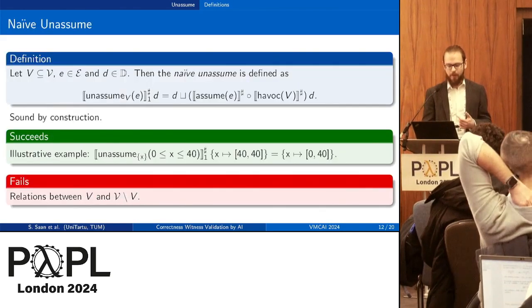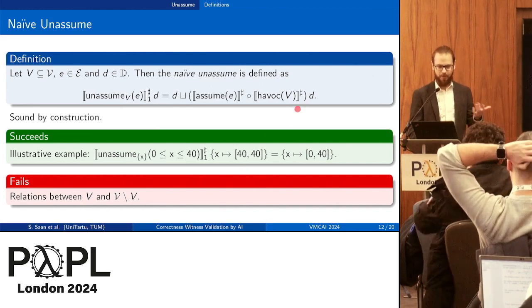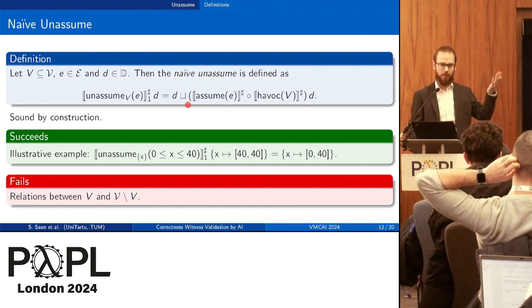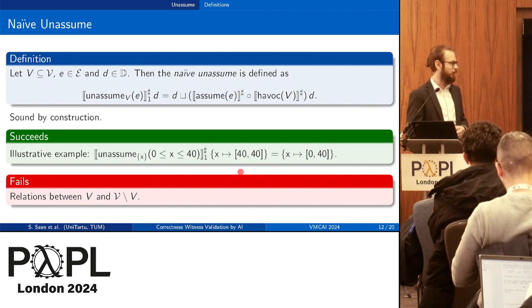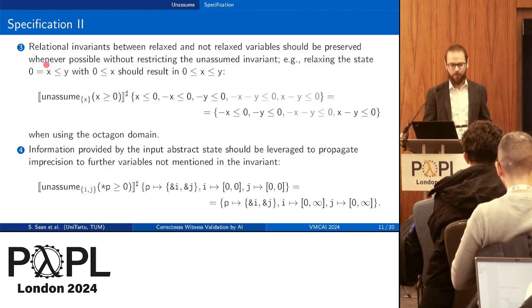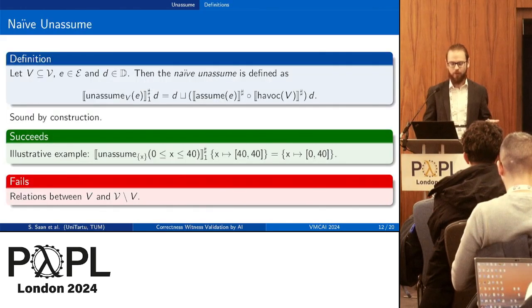Now, one very naive way to define such an unassume operator is to just havoc the variables we want to relax and assume instead the expression that we want. And to remain sound, we also join it with the incoming abstract value. This works very nicely for the simple illustrative example that I went through before. But where it fails is exactly this relational example, because when we are havocing x, we immediately lose all the relations between x and anything else. So how can we alleviate this?